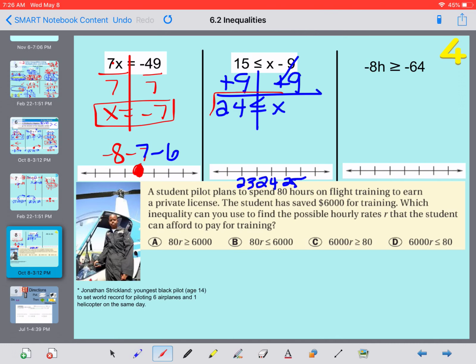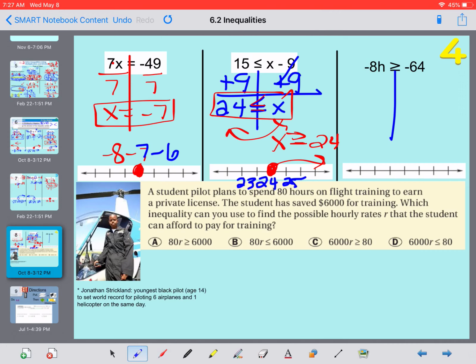Be careful though, we can't graph this right away. The letter's on the left, we got to flip-flop it. So we're going to have x, and then alligator's eating the x, so it still needs to be when you flip it. That means we have a closed circle because of the equal to right here, and arrow pointing to the right. Greater than is to the right.